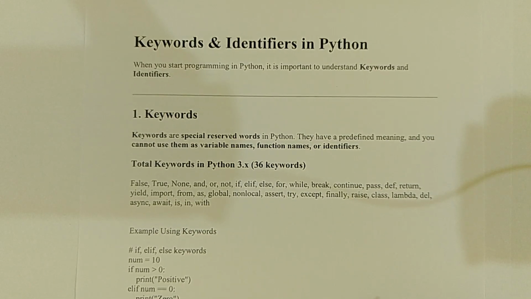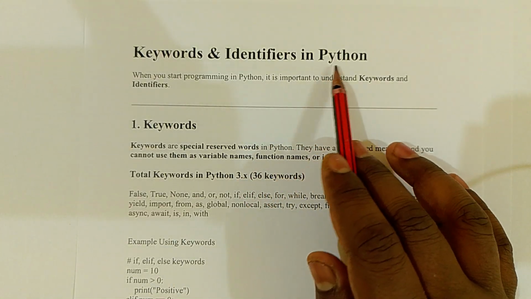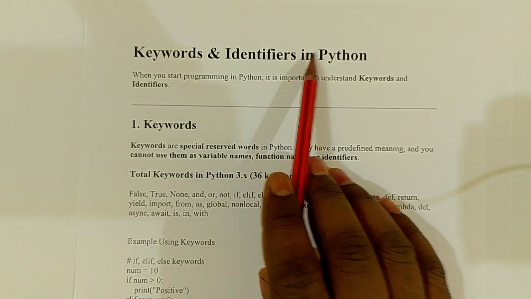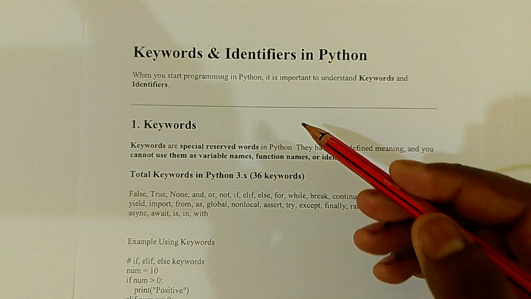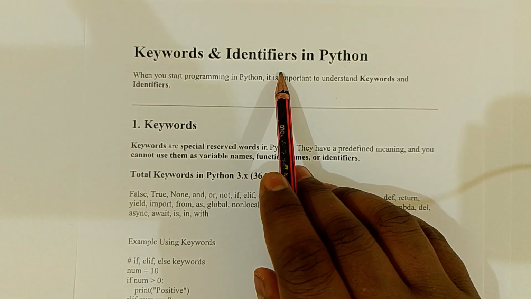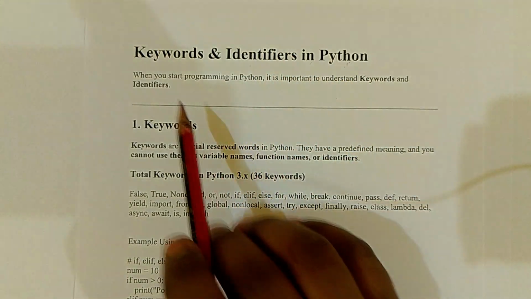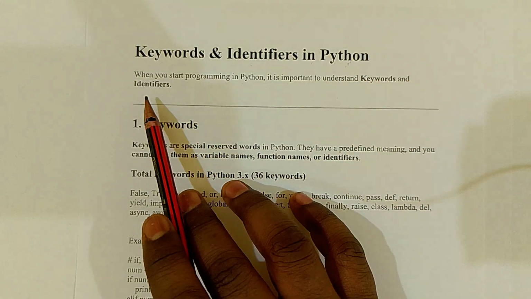This is lecture number 4 and today we will start keywords and identifiers in Python. What are keywords and what are identifiers in Python? Earlier you have already read about keywords and identifiers in C and C++. It is the same as this, but we will read it in Python. When you start programming in Python, it is important to understand keywords and identifiers.